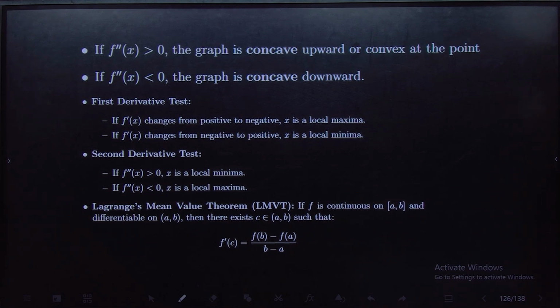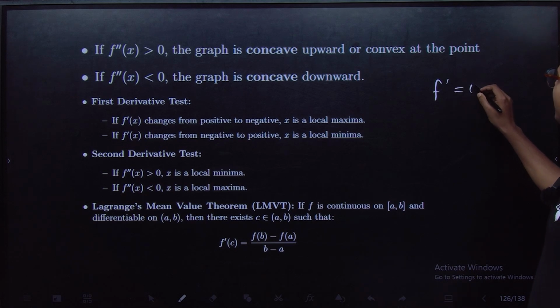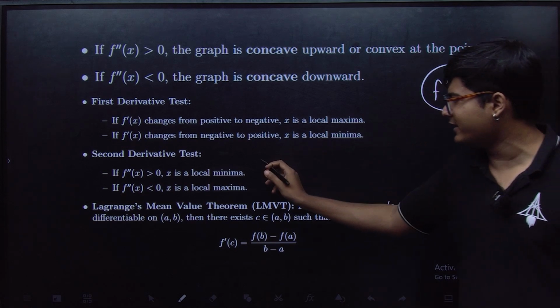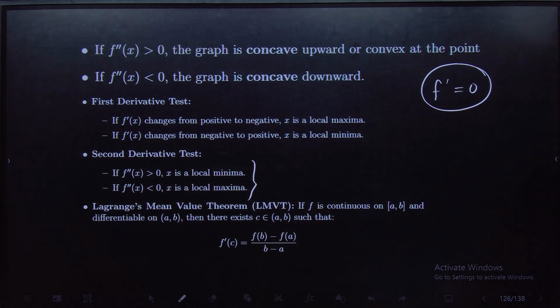Okay. Now first derivative test: if f prime changes from positive to negative, then x is a point of local maxima for the function, okay? Similarly, if it changes its sign from negative to positive, then x is a local minima. Similarly, basically what do you do? You take f prime, equate it with 0, you find the critical points and then you check the double derivatives, right? So if f double prime x is positive, then it's a point of local minima. If f double prime x is less than 0, it's a point of local maxima for the function, right?